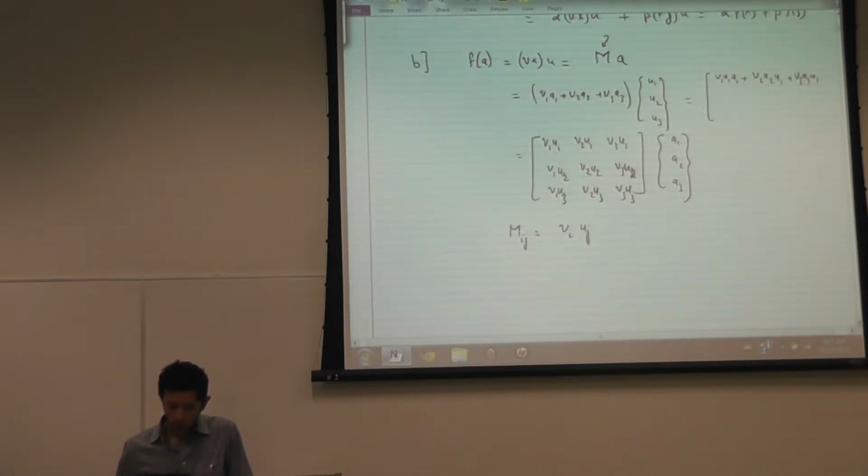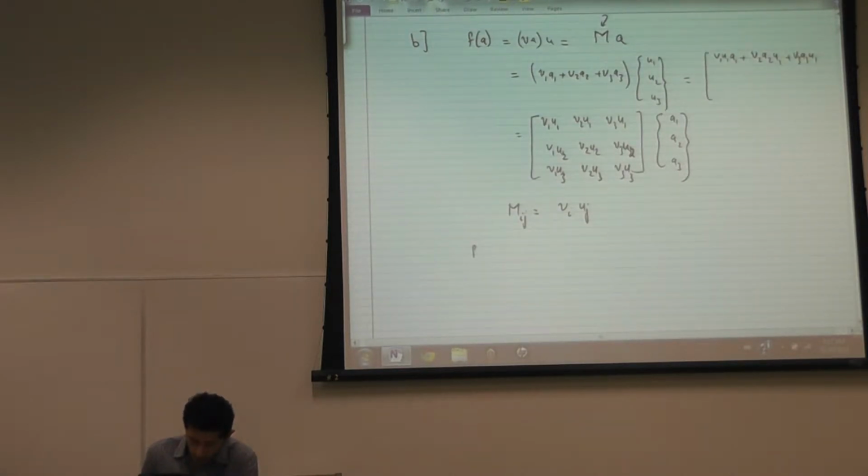And if you do it by components, if it's easier to work with components, f of A is a vector that has a component I, so this is Vj, Aj, Ui, Ui, Vj, Aj. This is equal to the matrix Ij, Aj. So M Ij is equal to Ui, Vj.